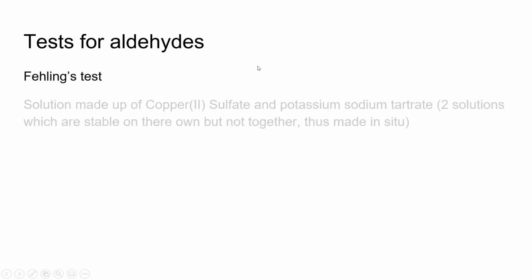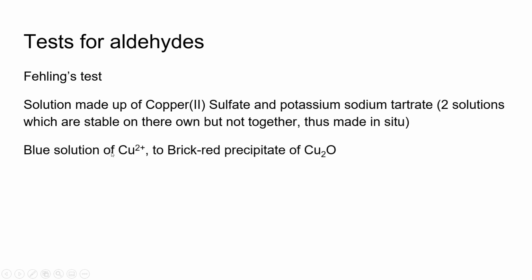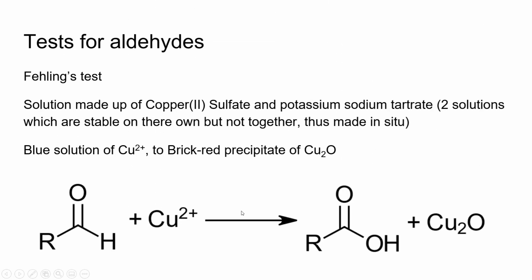Next then will be Fehling's test, a solution made up of copper(II) sulfate and potassium sodium tartrate, which are stable on their own, not together, and thus again in situ. These are normally labelled Fehling's 1 and Fehling's 2. So what we see is this blue solution of copper(II), and that goes to a brick red precipitate of copper(I) oxide. Here is the reaction scheme. Again, we can see reduction from 2+ to 1+ as the aldehyde gets oxidized.